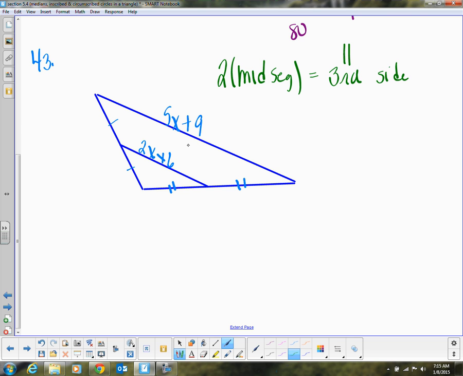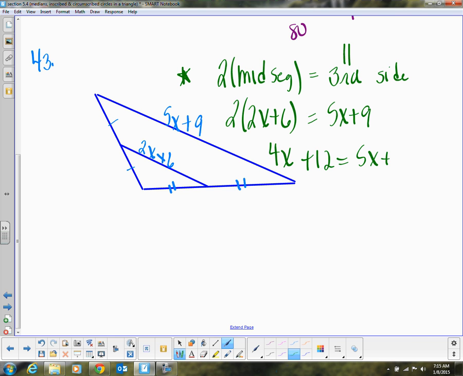Which of these two is the mid-segment? So we're going to say 2 times 2x plus 6, and using this as a formula is really important in the algebra piece, is equal to 5x plus 9. On the test, you will use this in arithmetic. You will also use it with algebra. So you have to be able to do the algebra also. So we get 4x plus 12 equals 5x plus 9. Subtract your 4x and subtract your 9, you get x to be 3.